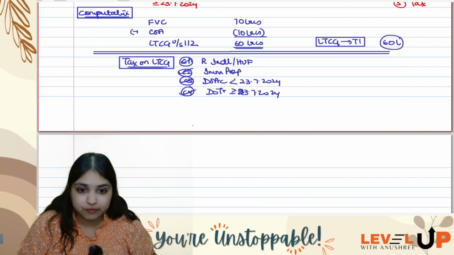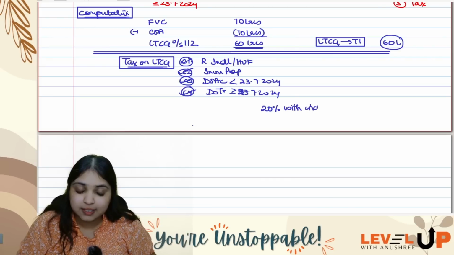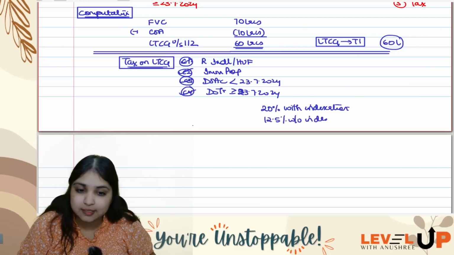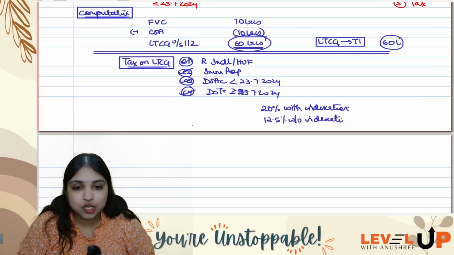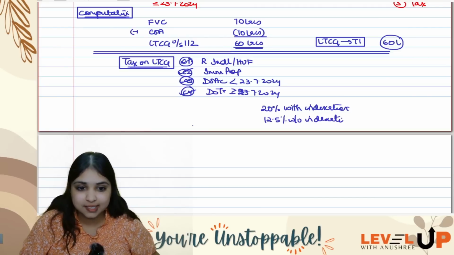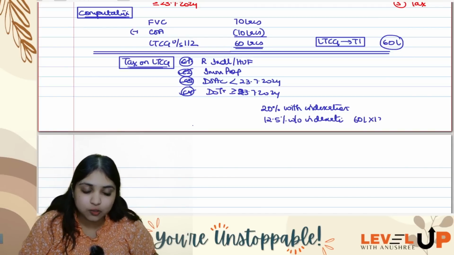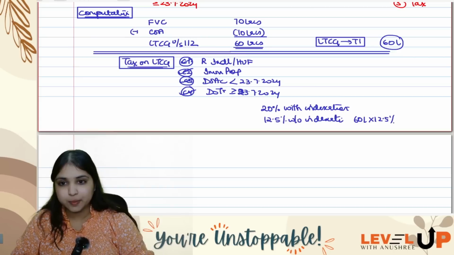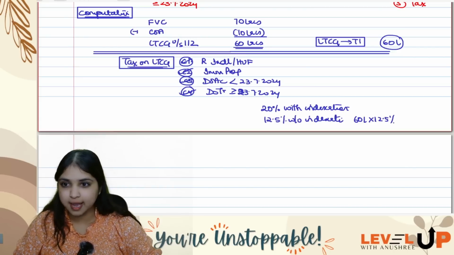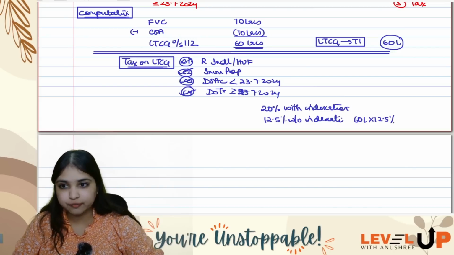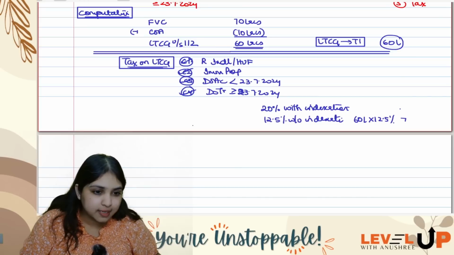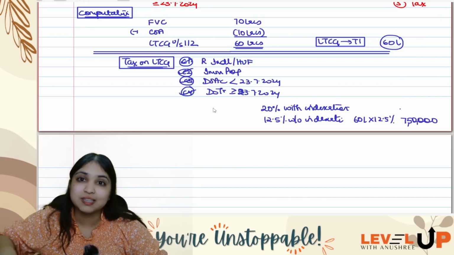Our tax computation will be like this: 20% with indexation. With indexation we will compute the capital gains, 20% of that, or 12.5% without indexation, guys. Now see, without indexation we already have the number. It is 60 lakhs. So 60 lakhs into 12.5%, how much will this be? 60 lakhs into 12.5%, this is going to be 7,50,000 rupees, or we will calculate 20% with indexation.